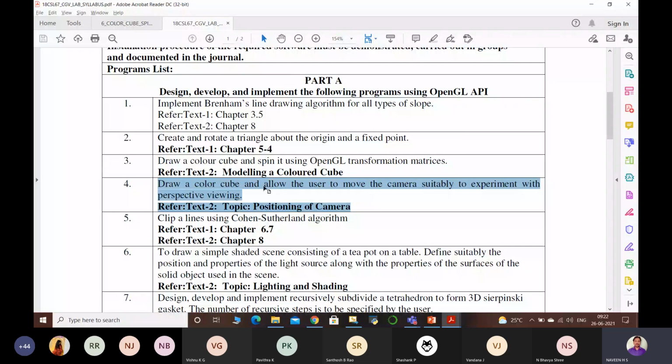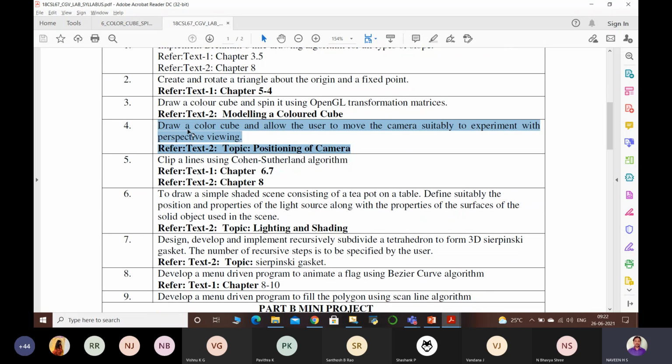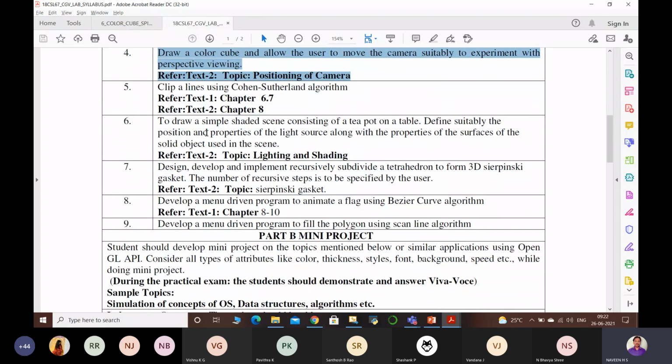Anyhow, these concepts only come in the 4th module, whatever 3-dimensional viewing and those things, perspective, parallel projection. That's why I took some theory classes and then started the programs. Next class I will finish this, in the Tuesday class, so that we finish 7 programs by Tuesday, and only 2 programs will be left. That is the teapot and the Bezier curve algorithm. You have to construct the Indian national flag and animate the flag using the Bezier curve algorithm. We will do this in some other class after your internal.